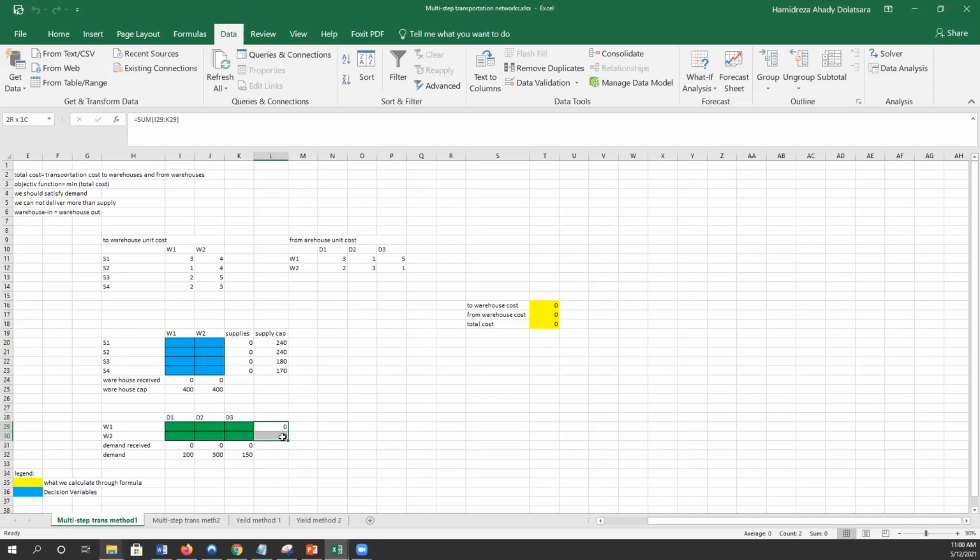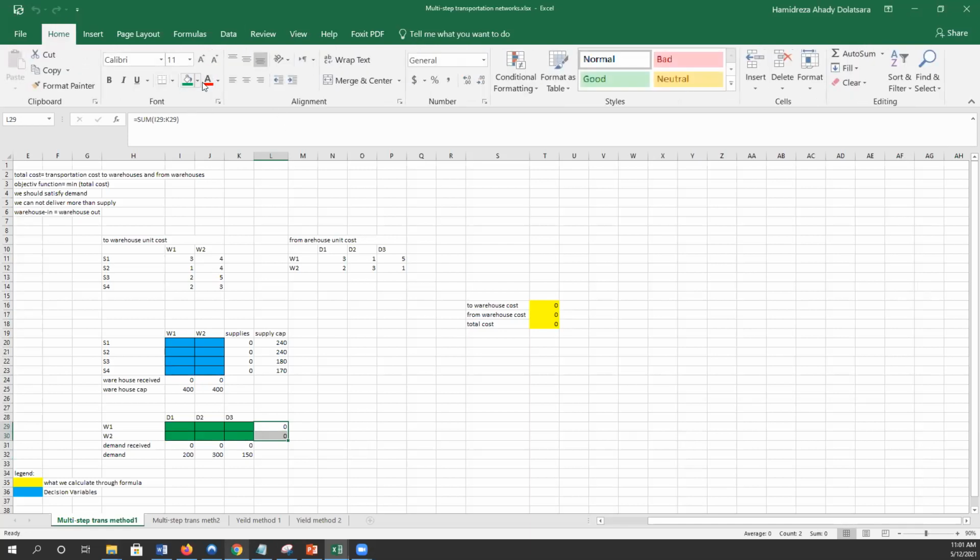Similarly here, L29 and L30 are just the summation of all the goods or orange crates sent from W1 to destinations 1, 2, and 3, and the same for the next row. What does it mean? This pale blue should be equal to this purple, because it doesn't make sense to keep anything in our warehouses. We want to send out everything that we receive, because we want to avoid storage costs.